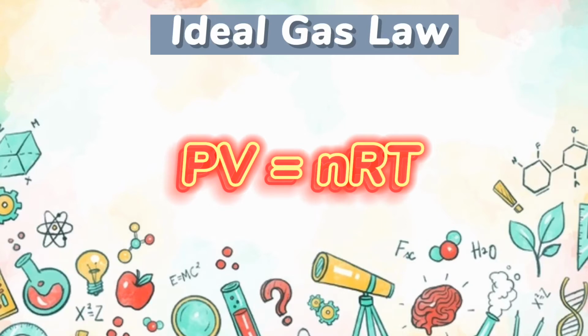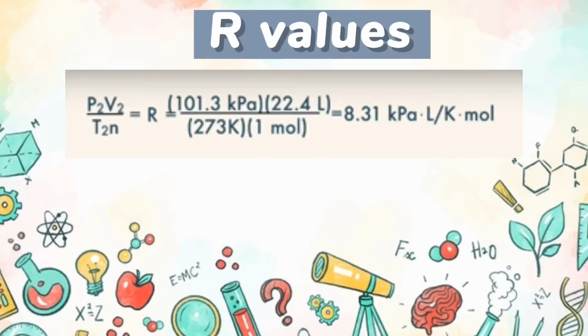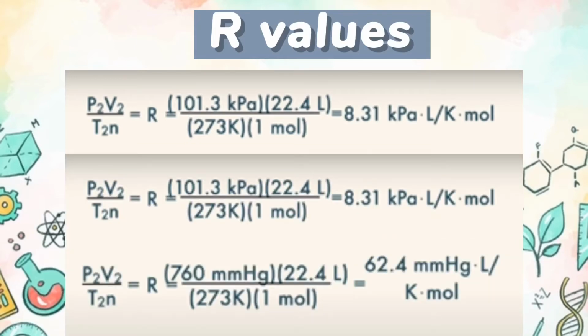Let's talk about what R is exactly. Remember, the R value is created from the equation set to STP values. So we plug in the value of pressure, the volume of a mole at STP, and temperature. But remember all those pressure values. There are different R values for different pressure values. So make sure you check your problem to see which units to use.